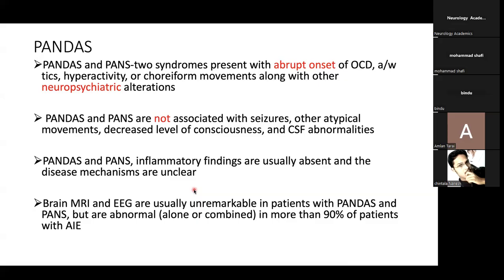The statement is not correct, that it is not associated with seizures. It sometimes manifests with seizures at the onset itself. So that statement is not correct.